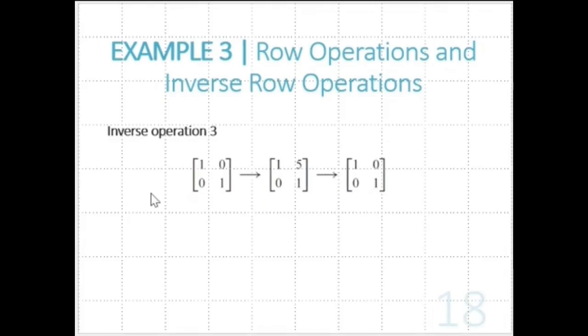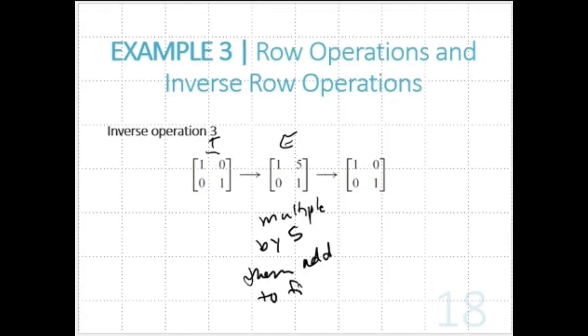And then the last one, let's do this. Your inverse operation. What did we do to this one? How did we go from I to E here? Yeah, multiplied bottom by what? Okay, by 5, then add to first row, right? How are you going to get back to I? What do you guys think? What was that other one you can do?